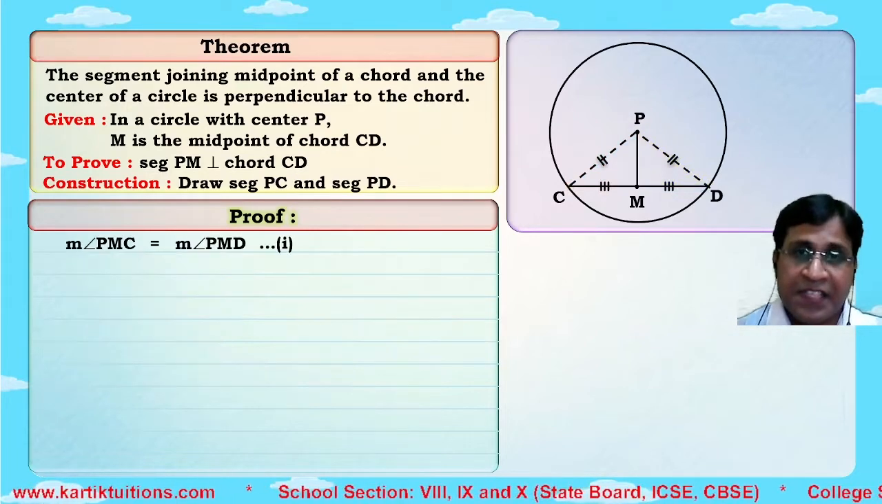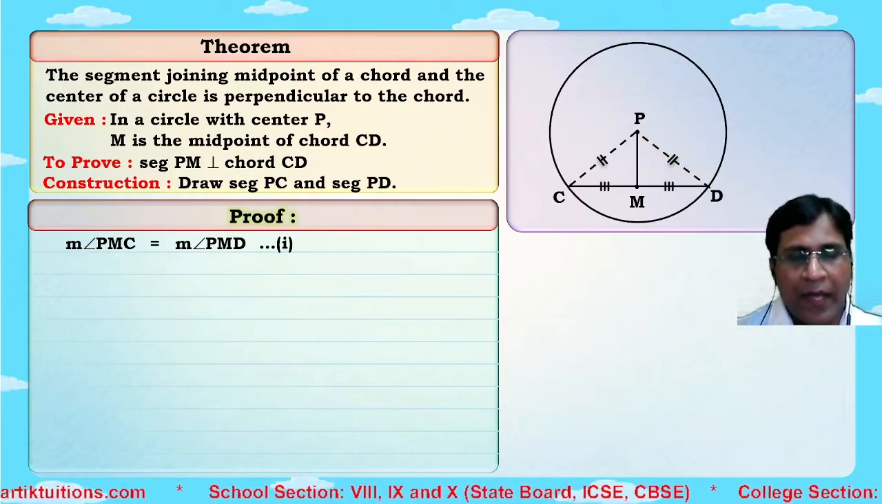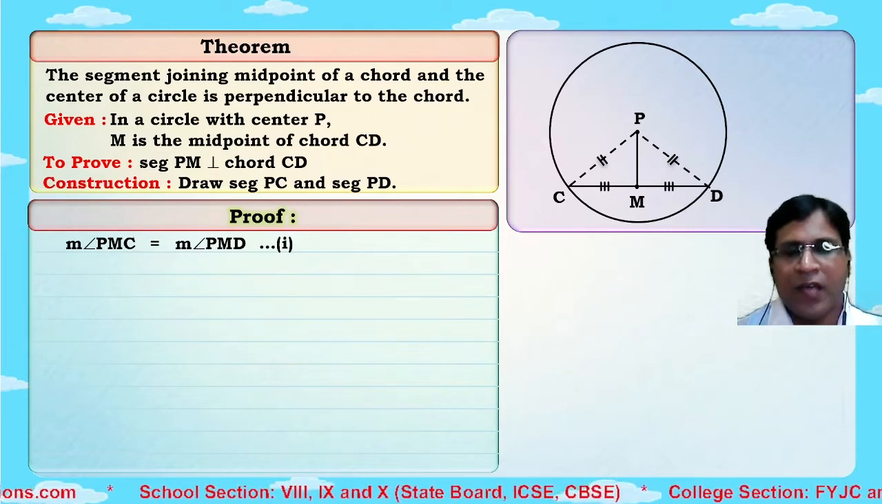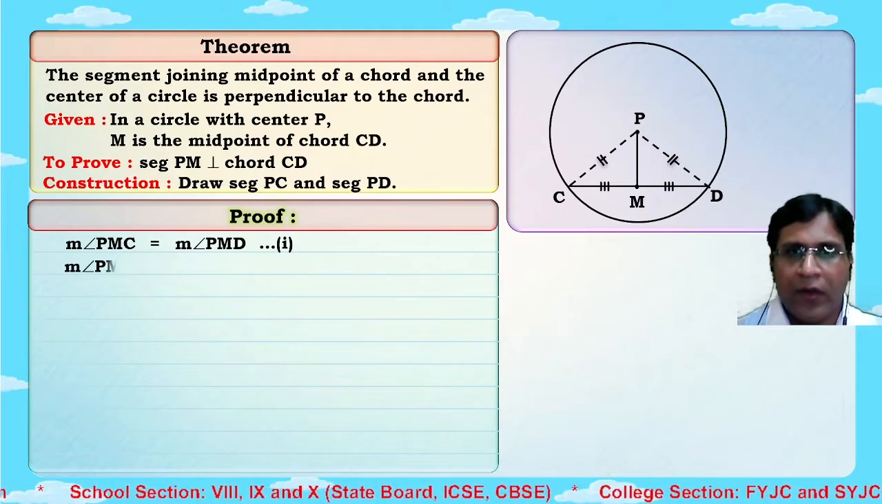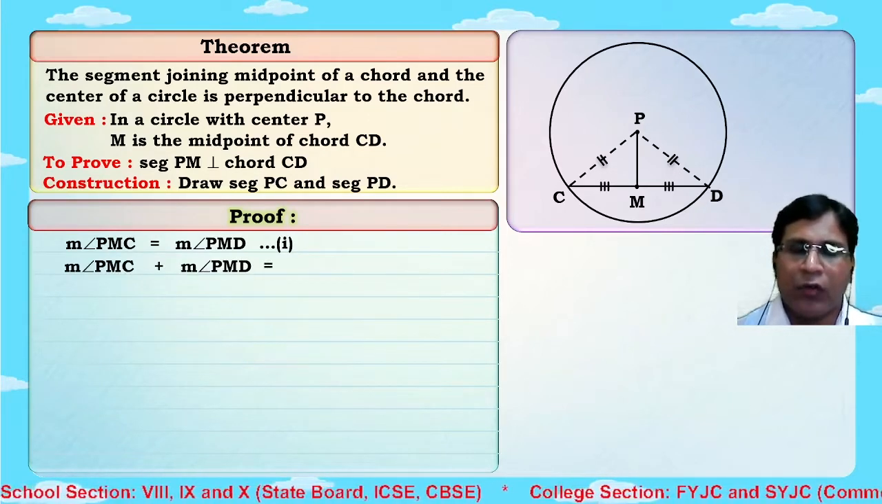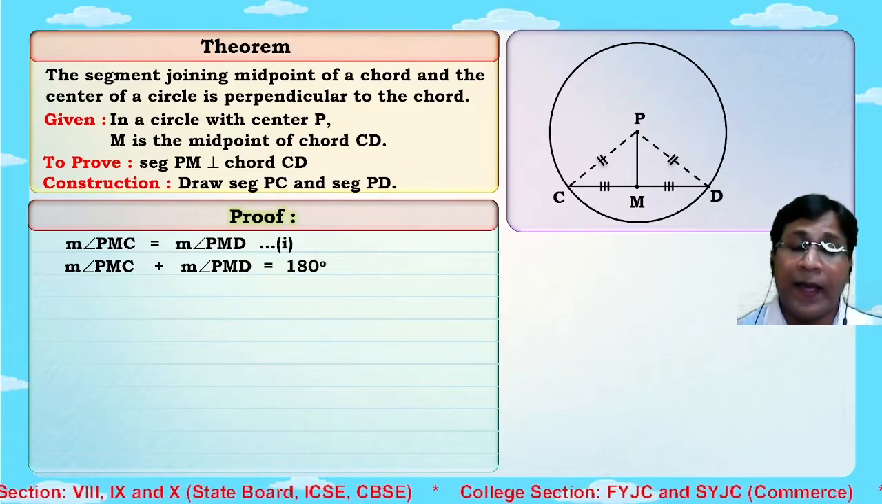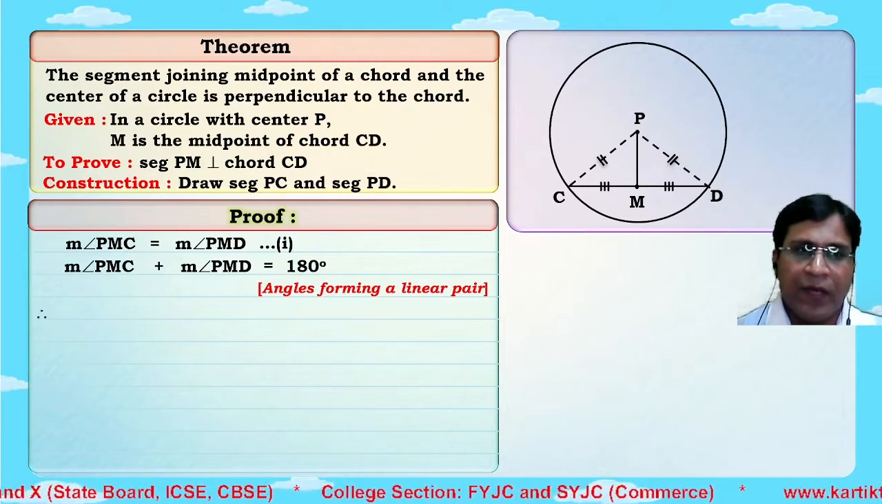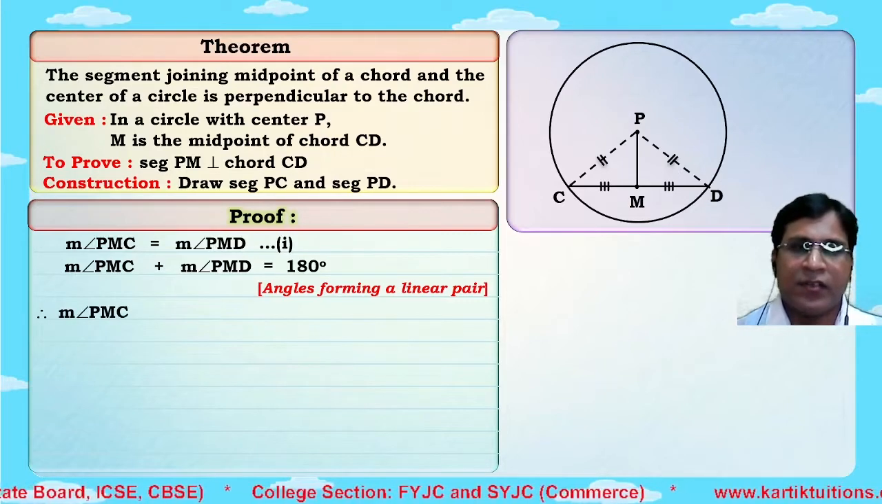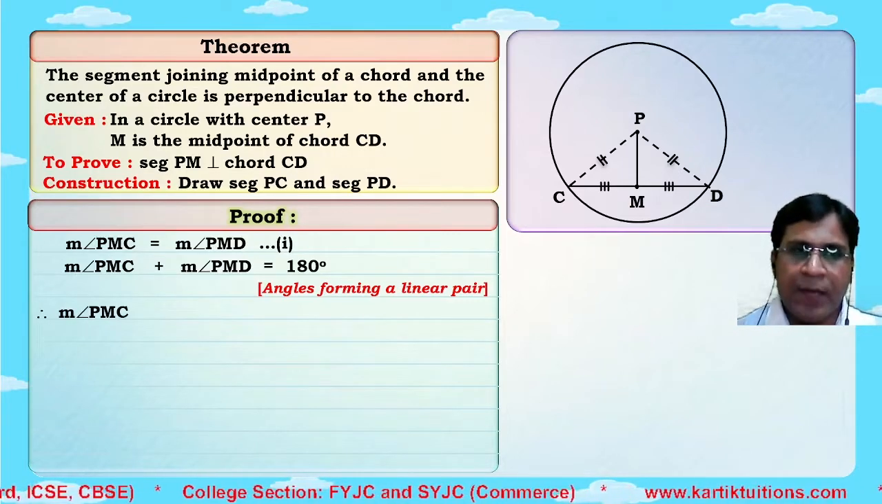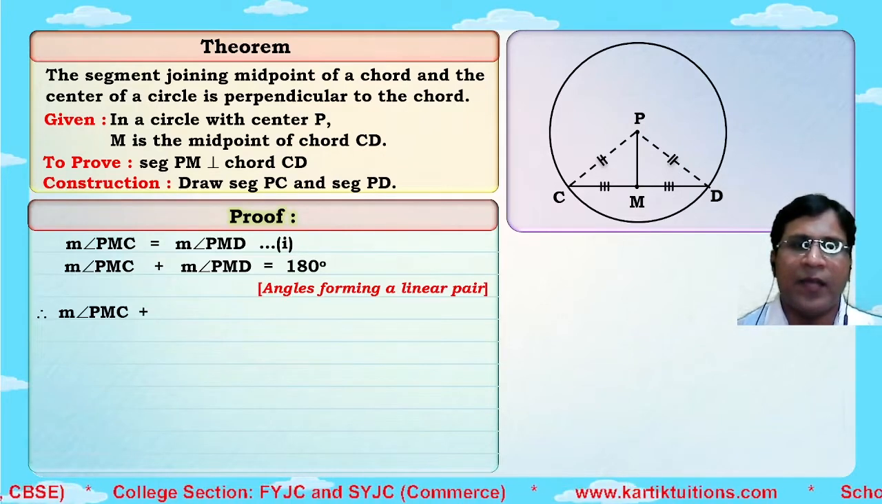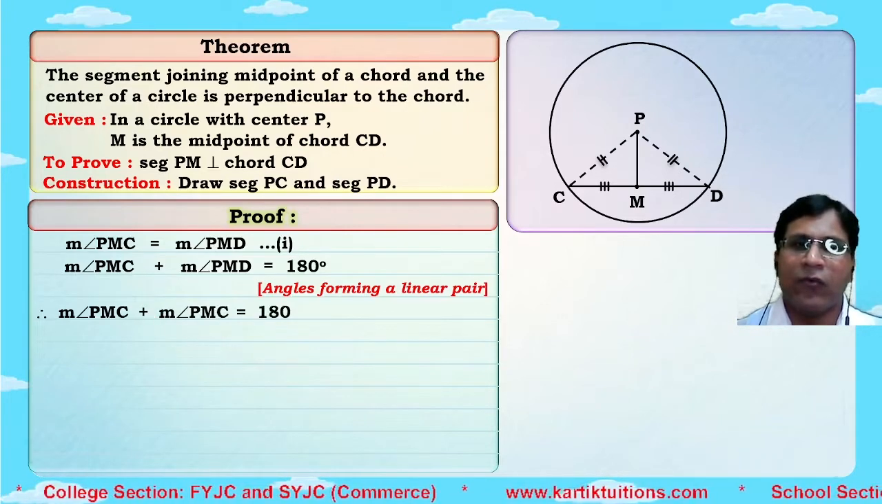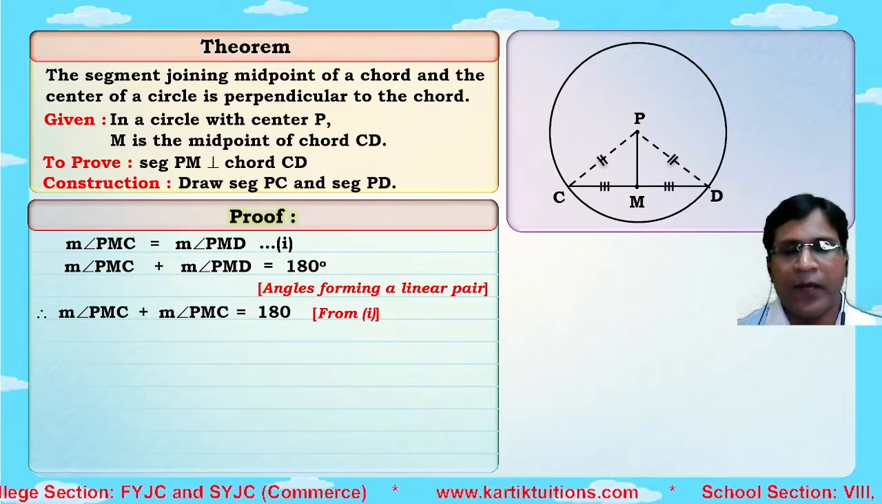Now see, CD is a chord and the two angles are formed on a line. So if I add these two angles, the total has to be 180 degrees. Why? Angles in a linear pair. Now after that, let's see. If measure of angle PMC is equal to measure of angle PMD, so in the next step, instead of PMD, I'll write again measure of angle PMC, so the sum is equal to 180 degrees. That is from statement 1.